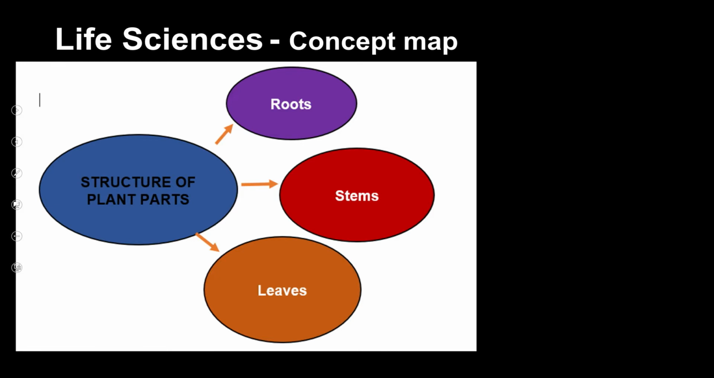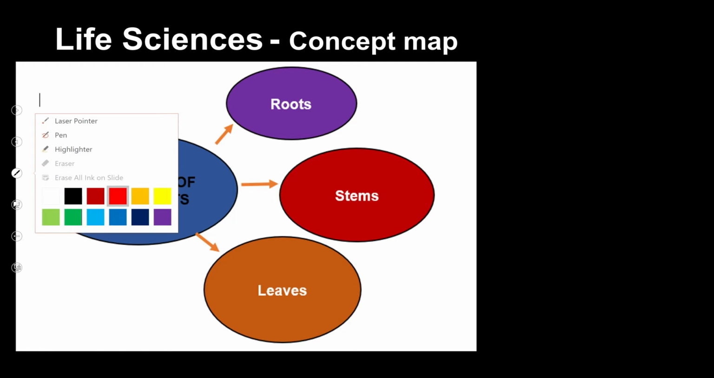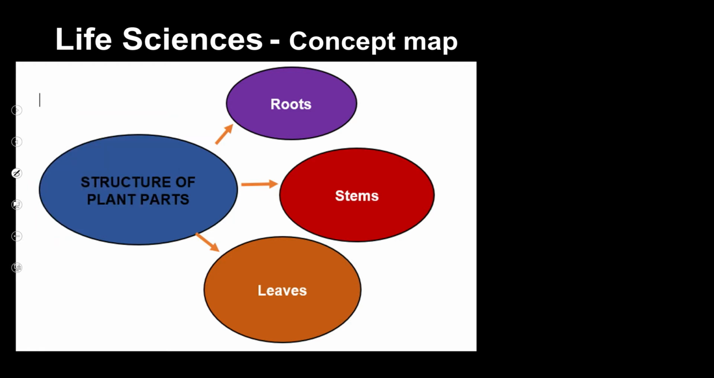This is the concept map showing what we are covering under plant anatomy. We did start looking at plant anatomy. In our last lesson, we looked at roots, and today we are going to be doing the next two topics, stems and leaves.